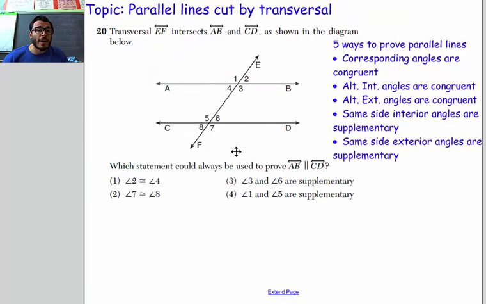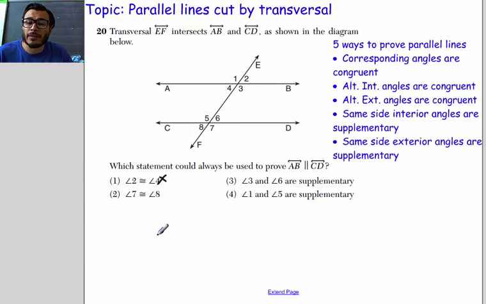There are only 5 ways to prove parallel lines, and I listed those 5 ways here. So let's use process of elimination and eliminate the choices that are not found in our list to prove parallel lines. So choice 1 says angle 2 is congruent to angle 4. Those are vertical angles that are congruent, and vertical angles do not prove parallel lines.